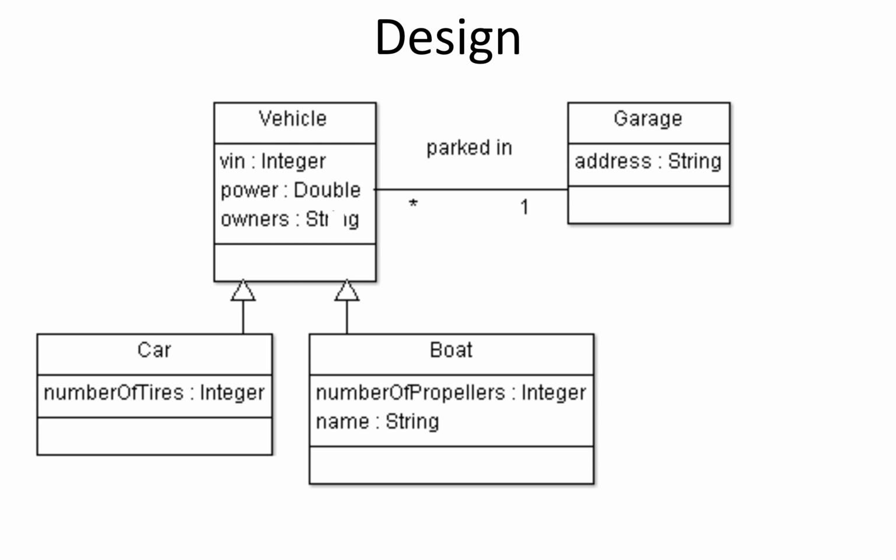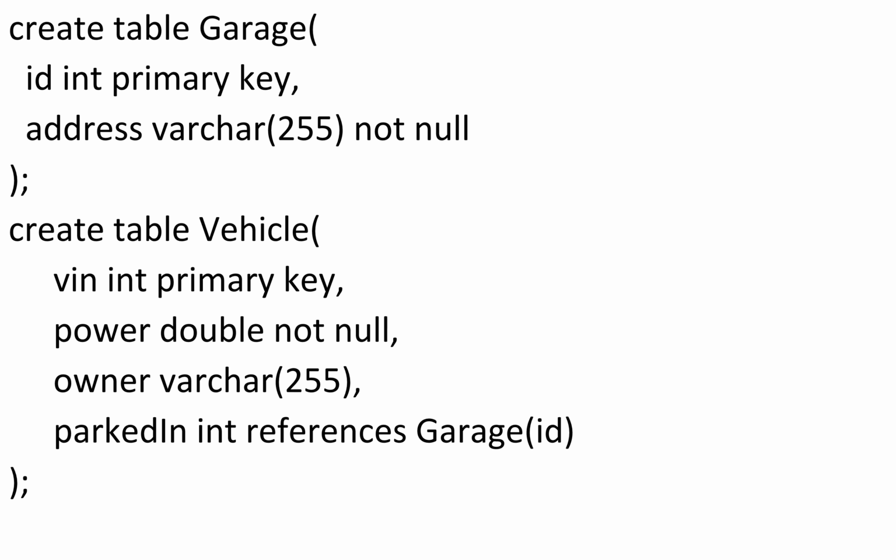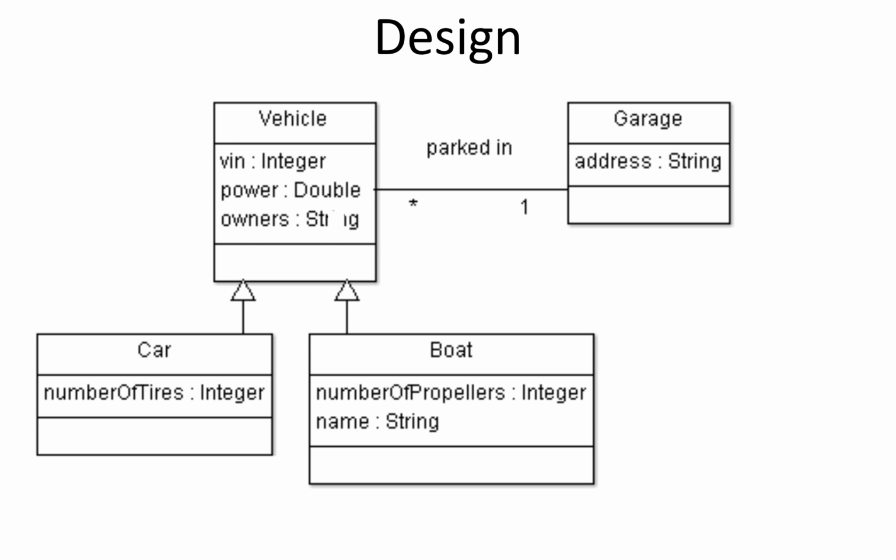So you come up with something like this, with cars and boats having things that are in common with one another: power, owners, VIN number, but having special cases for the number of tires, and the boats have number of propellers and names, and a one-to-many with garage. And so these are subclasses of this superclass. So again, their primary keys are going to be foreign keys that go back to the vehicle.